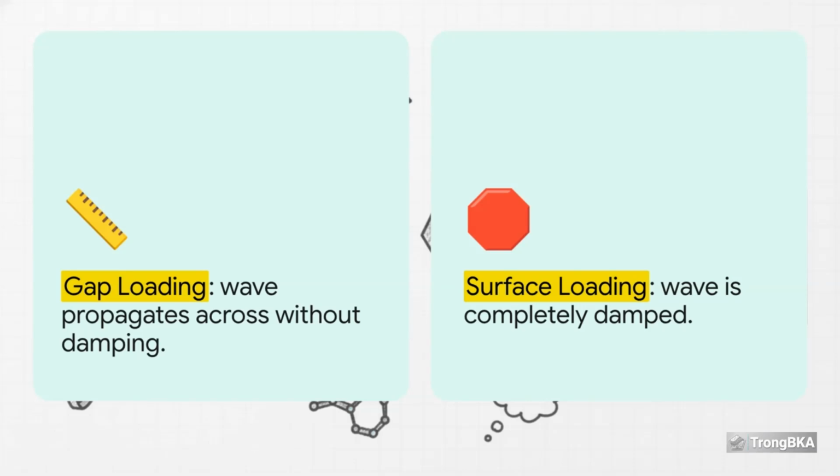Now, in the surface loading limit, the shear wave is completely damped out before it can cross the gap, kind of like a ripple just fading away in a massive lake. But for polymer melts and concentrated solutions, we always operate in the gap loading limit. Here, that shear wave propagates across the entire gap without damping. Imagine a wave bouncing perfectly between 2 close walls. This is absolutely crucial because it allows us to get accurate measurements of how the whole sample behaves.